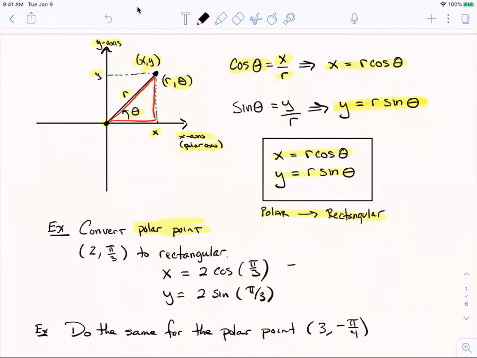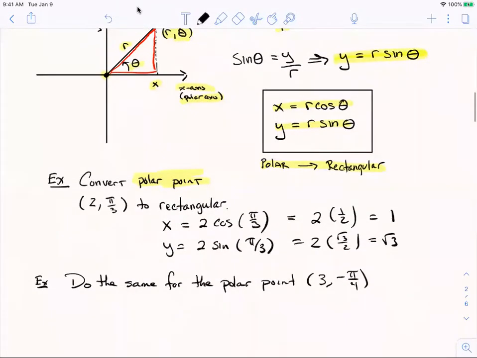All right, you can check a unit circle or use a calculator. The cosine of pi over 3 is a half. Its sine is square root of 3 over 2. 2 times a half is 1. 2 times root 3 over 2 is root 3. So the rectangular coordinates of this point, I didn't really leave myself enough room to write my answer, let me just do it over here, the rectangular coordinates are 1, comma, square root of 3.